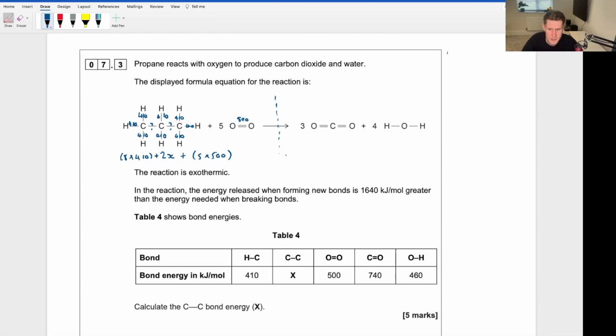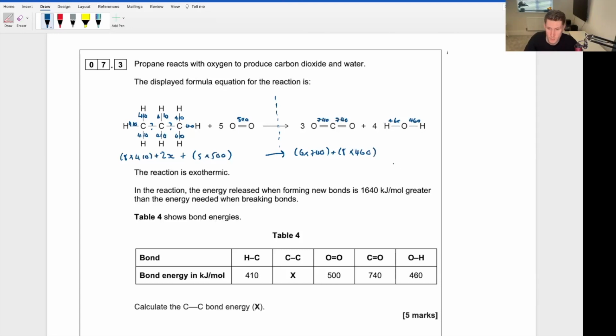Then we're going to move on to the right side now. And we've got this O double bond C here, which is 740. And we've got 740 here. And we've got 3 lots of those molecules. So 3 times 2, that's 6 in total. And we're going to add that to the O-H bonds, which are 460. And we've got 4 times 2, so 8 in total.